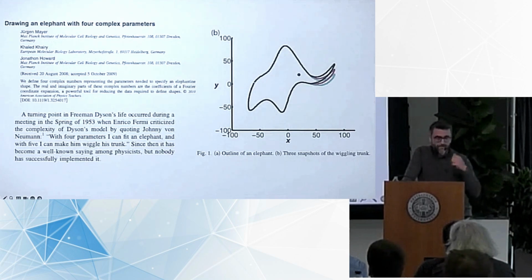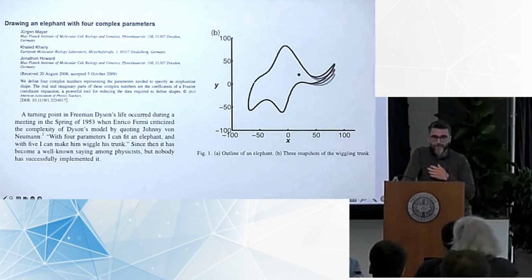Basically, Dyson is very excited. He brings Fermi some predictions from a new model he's been working very hard on with his grad students. Fermi is just unimpressed. And he tells Dyson, with 4 parameters, I can fit an elephant, and with 5, I can make him wiggle his trunk. And ultimately, Dyson is just totally crestfallen. He abandons this class of models for more fruitful endeavors.